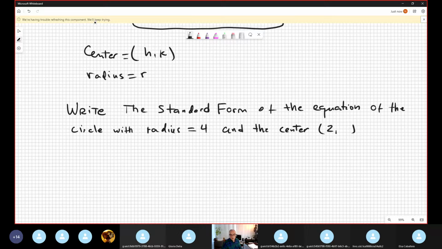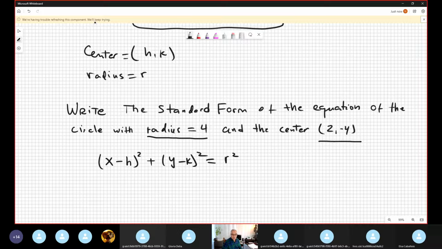It's tricky, so you need to be aware of this situation. Okay, I copy my formula. In general, it is (x minus h) squared plus (y minus k) squared equals r squared. This is the standard formula. Our standard is this specific example. So we need two pieces of information: the radius, 4, and the center, which is (2, -4).